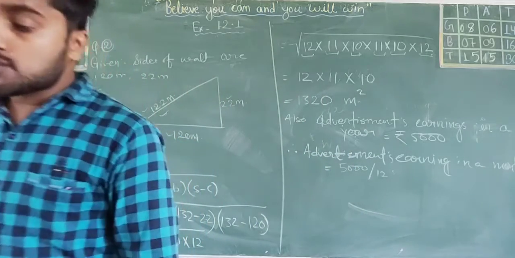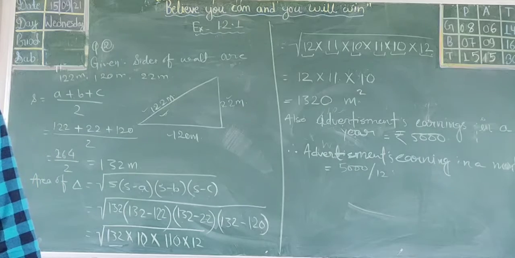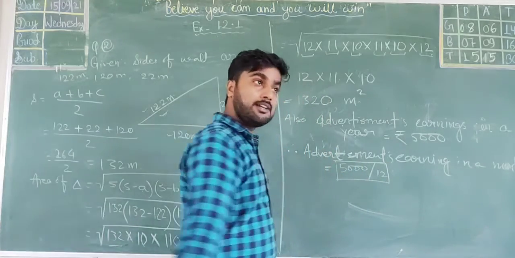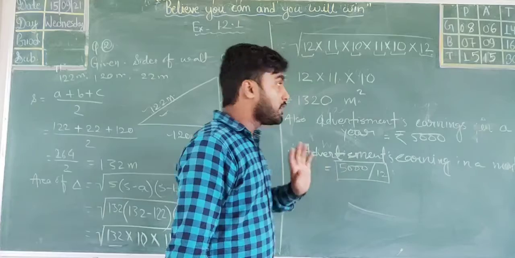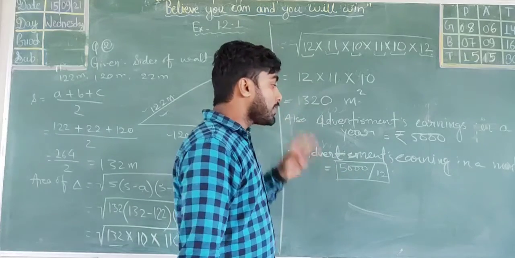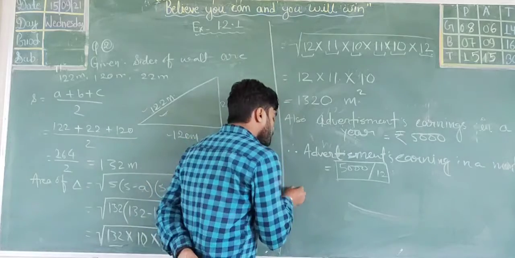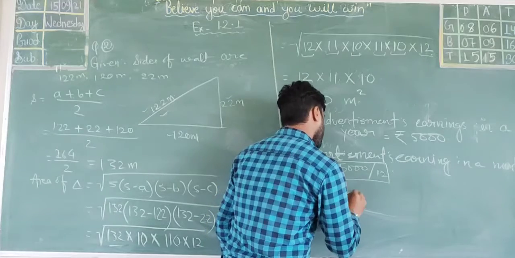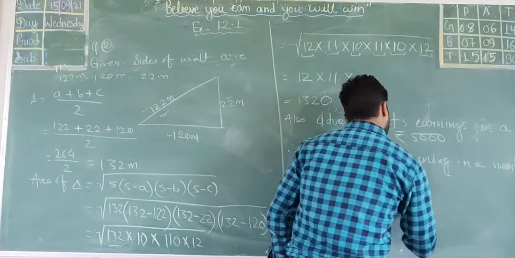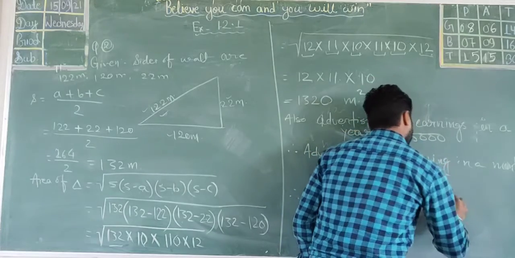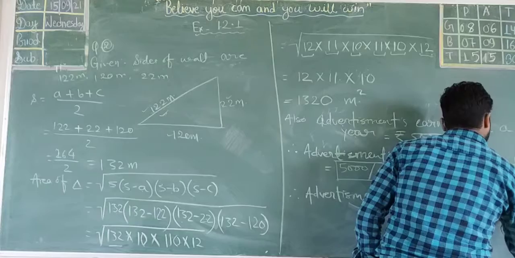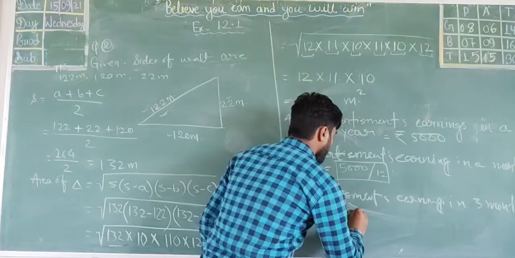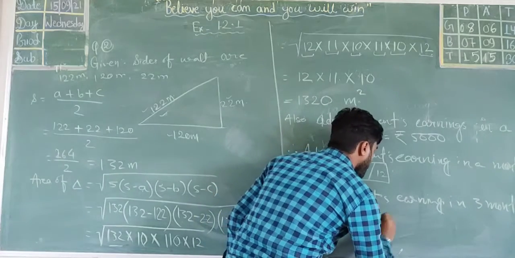Now what do we have to find in the question? A company hired one of its walls for 3 months. For one month the company will pay this much, that is 5,000 upon 12, and we have to find it for 3 months. So the advertisement earning in 3 months: how much will it be? 5,000 upon 12 multiply by 3 and multiply by 1320.